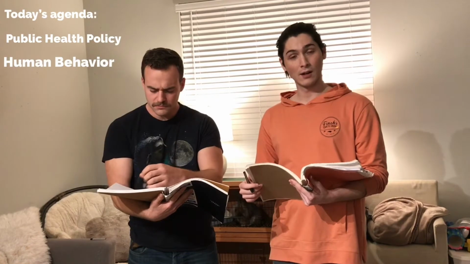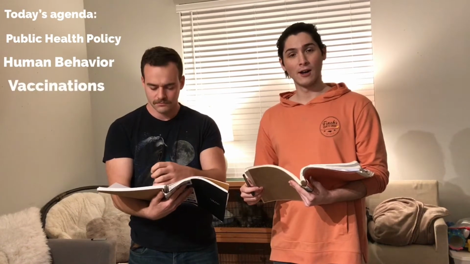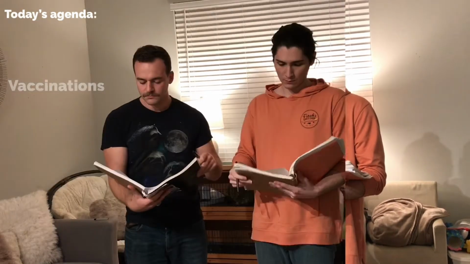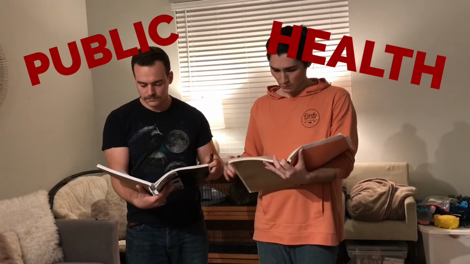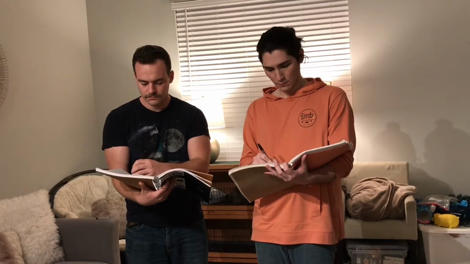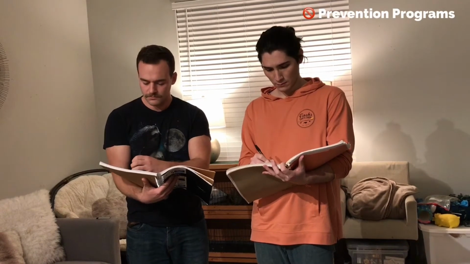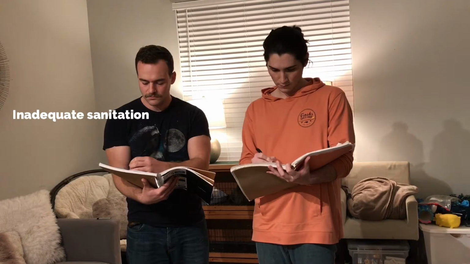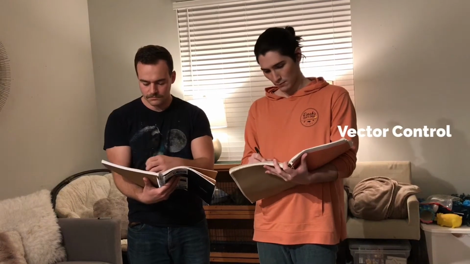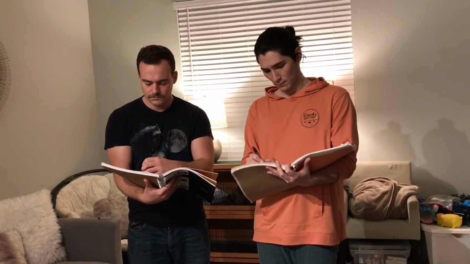Today, we're going to be talking about public health policies around infectious diseases, human behaviors that contribute to their spread, and the importance of vaccines. Let's jump in. Public health policies are crucial to prevent infectious disease outbreaks and epidemics. Breakdown in public health measures such as reduction and prevention programs, inadequate sanitation, and vector control measures are factors leading to the emergence of infectious diseases.